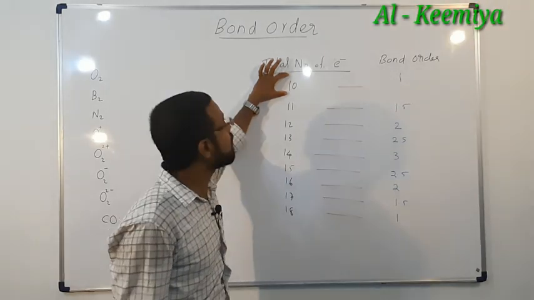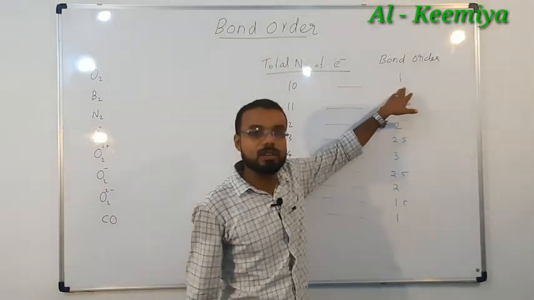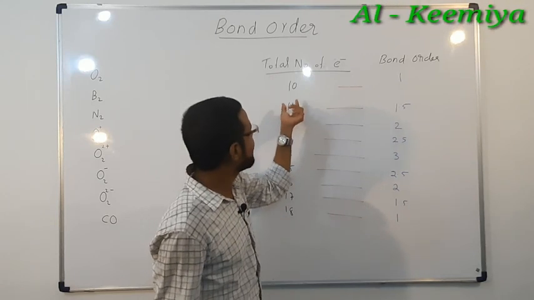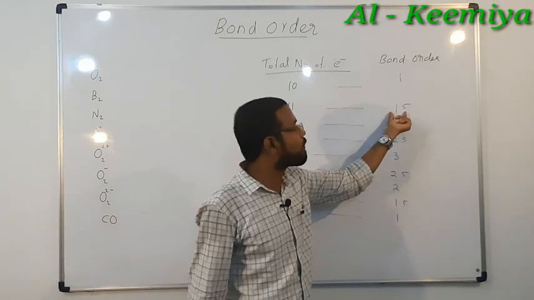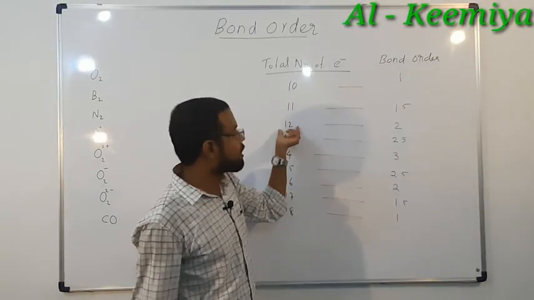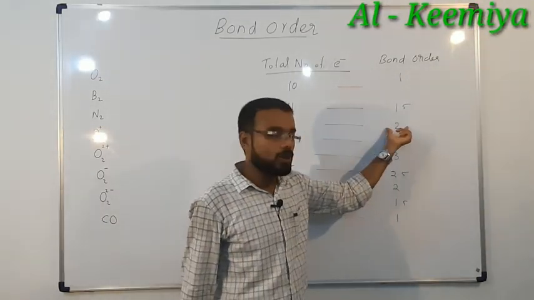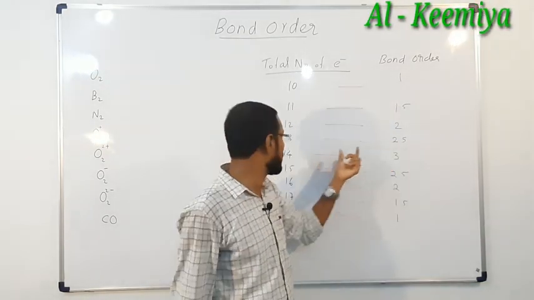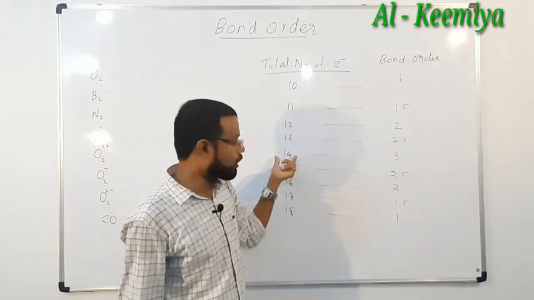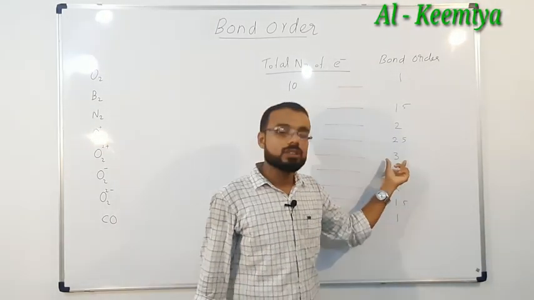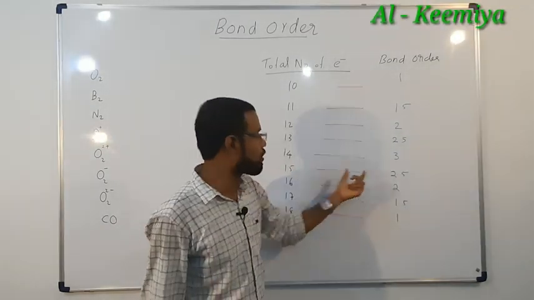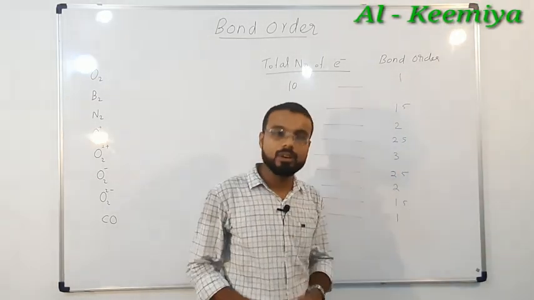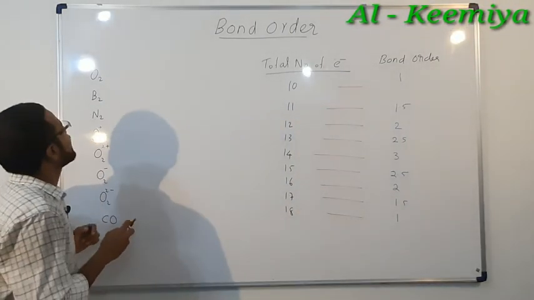If the total number of electrons is 10, bond order is 1, single bond. If the total number of electrons is 11, bond order is 1.5, that is partial double bond. Total number of electrons 12, bond order 2, double bond. Total number of electrons 13, bond order 2.5, partial triple bond. Total number of electrons 14, bond order 3, triple bond. Again 15, 2.5; 16, 2; 17, 1.5; 18, 1. So we can see how we can calculate this.